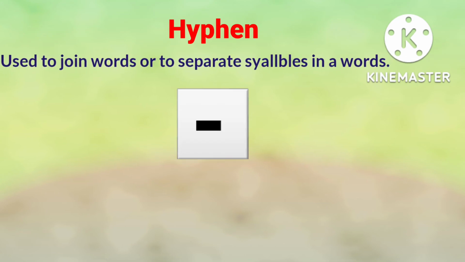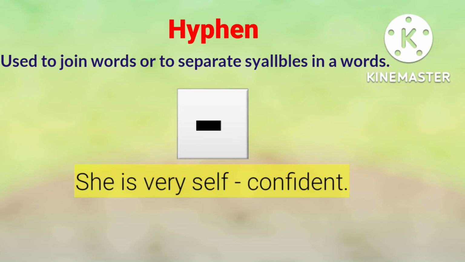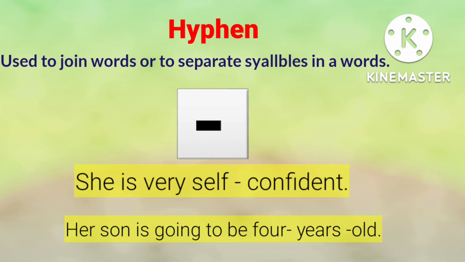Hyphen. A hyphen is used to join words or to separate syllables in a verse. For example, she is very self-confident. Her son is going to be 4 years old.